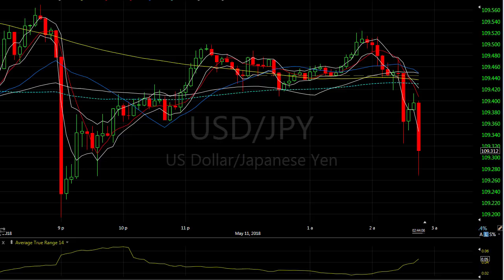Overall, I quite like the 4-hour chart, so I'm going to be looking at a target down there based on the 4-hour charts. We're going to start edging into this dollar yen shortly.